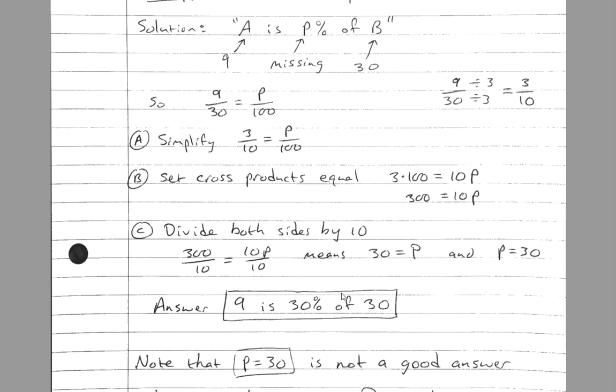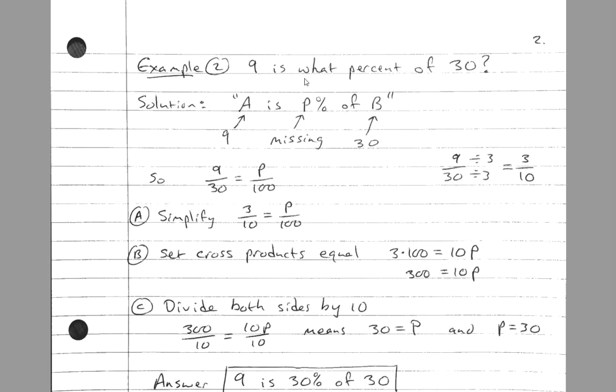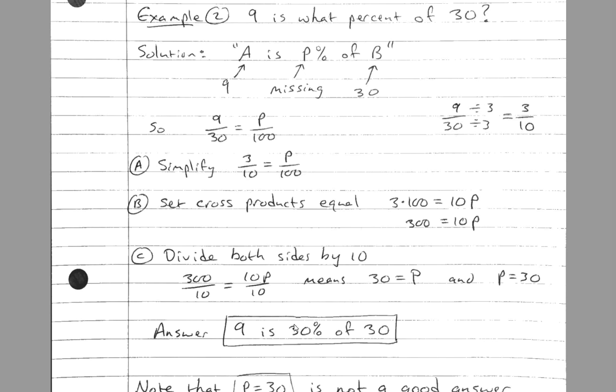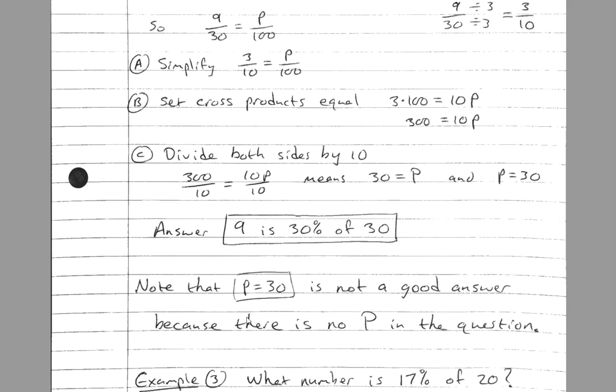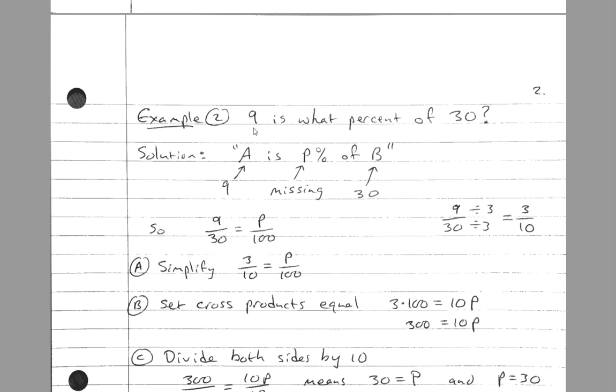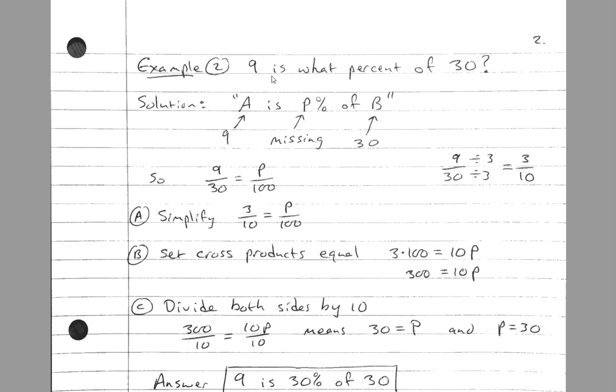And again, the best answer is to answer the question. p is what percent of 30? 9 is what percent of 30? 9 is 30% of 30. Just saying p equals 30 is not a good answer because there was no p in the question. The question doesn't mention any p's. It's asking for a percent. So for any word problem, go back and answer the question.